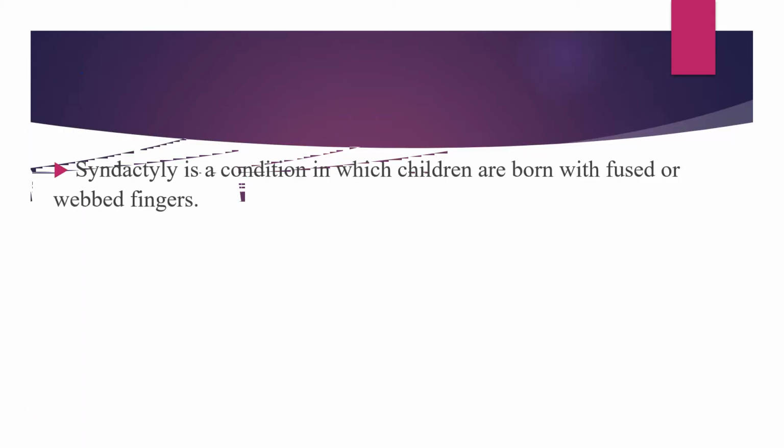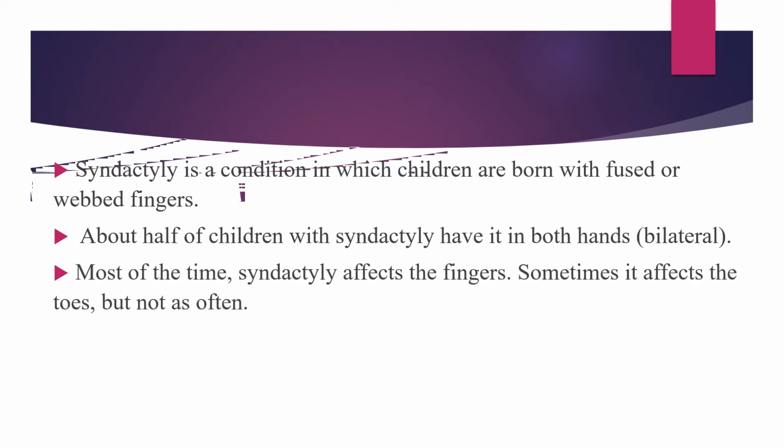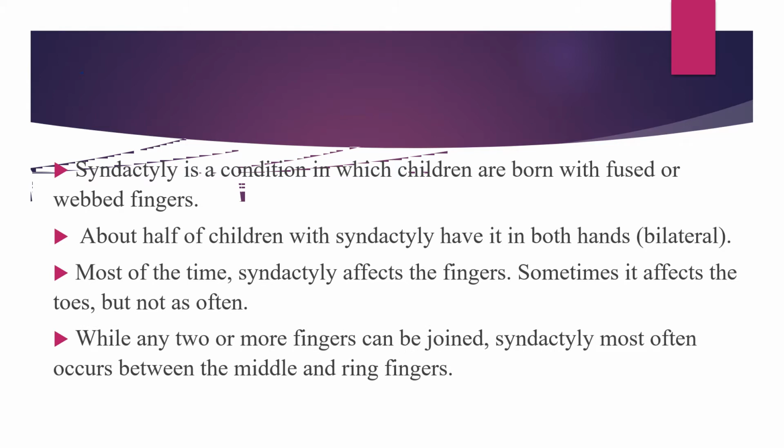Syndactyly is a condition in which children are born with fused or webbed fingers. About half of children with syndactyly have it in both hands, or it is bilateral. Most of the time, syndactyly affects the fingers. Sometimes it affects the toes, but not as often. While any two or more fingers can be joined, syndactyly most often occurs between the middle and ring fingers.